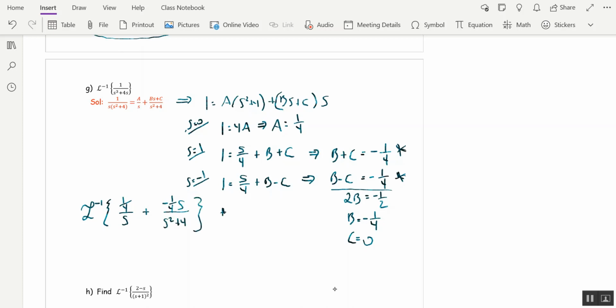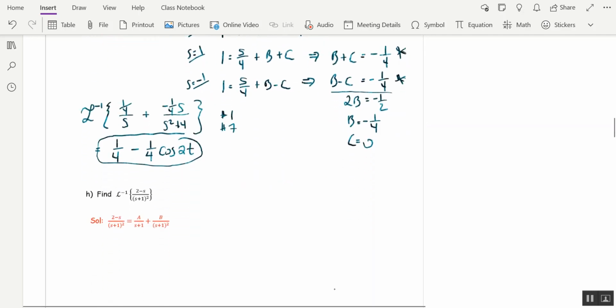Okay, so this is formulas 1 and 7. So this is simply 1/4 minus 1/4, this is a cosine one, cos of 2t. And that's it. Okay, next one.